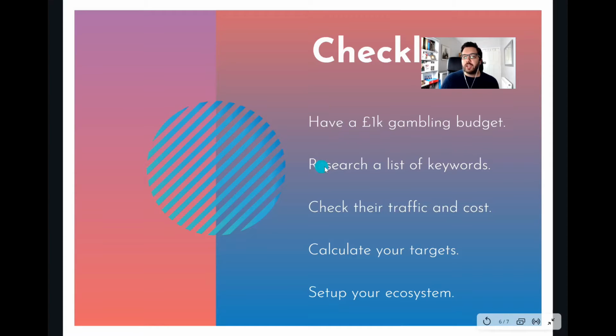So the next thing to do is research a list of keywords. I'm going to show you tools for that. You can then check their traffic and check how much they cost. We'll show you that. You can then use those to calculate targets. Again, we'll show you that. And then we'll talk about this next bit, where we're setting up the ecosystem. This is how the entire thing links together.